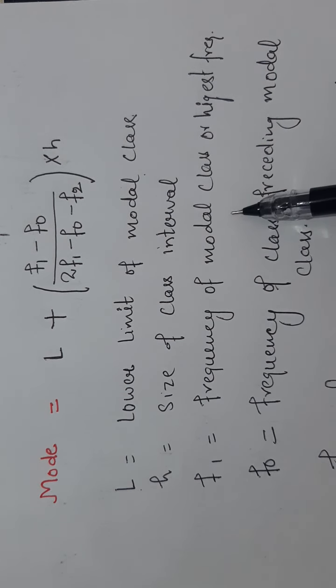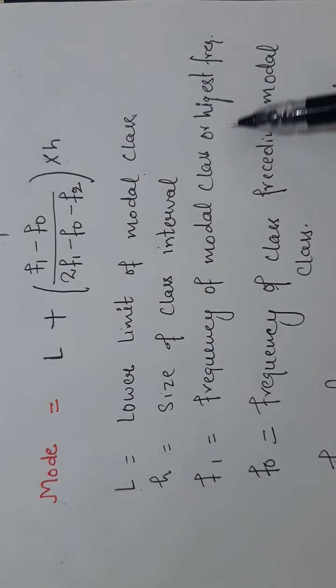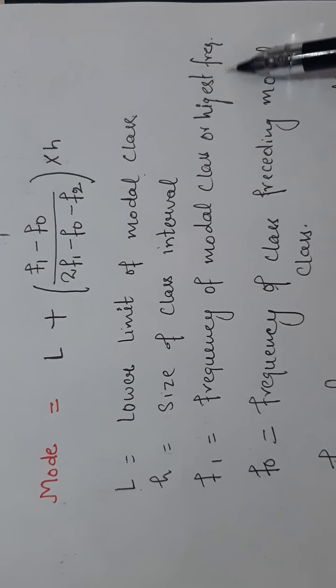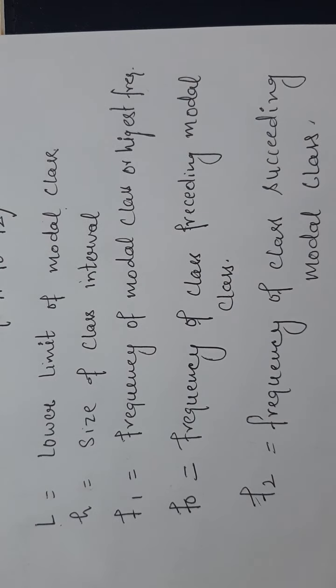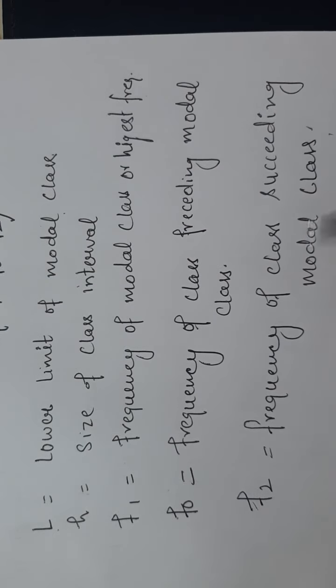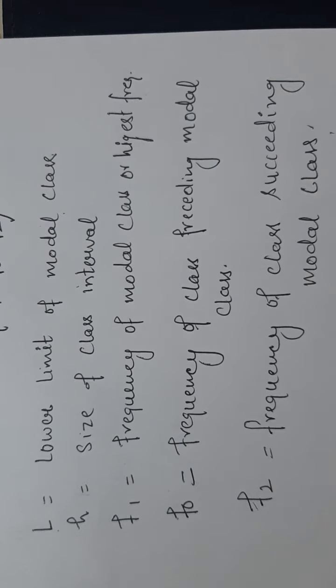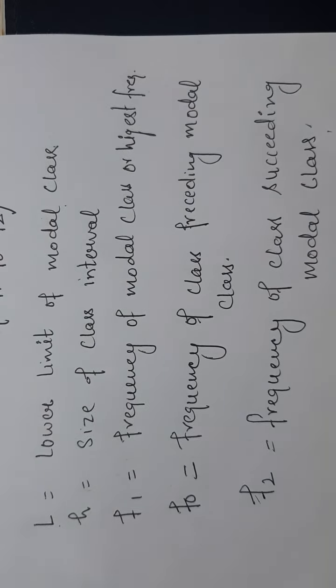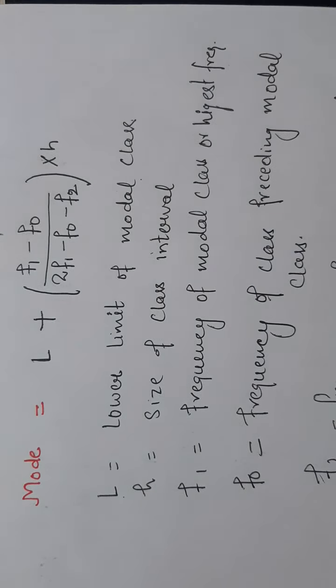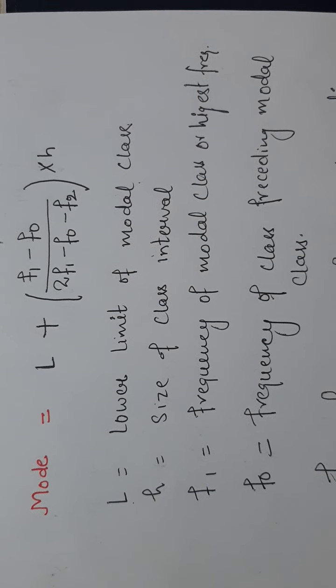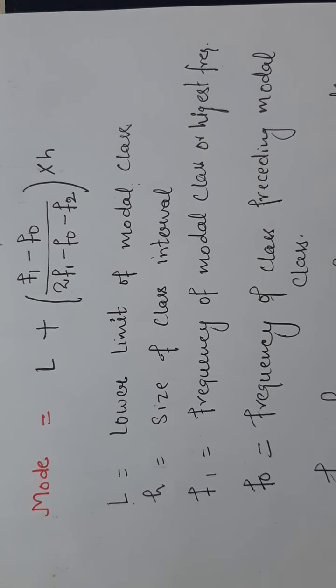f1 will be the frequency of the modal class, the highest frequency. f0 will be the preceding frequency of the modal class, and f2 will be the succeeding frequency of the modal class. You will get to know these terms by looking into one example, otherwise this will not be clear to you. Just check the formula from here, then we are going to discuss it in the question.